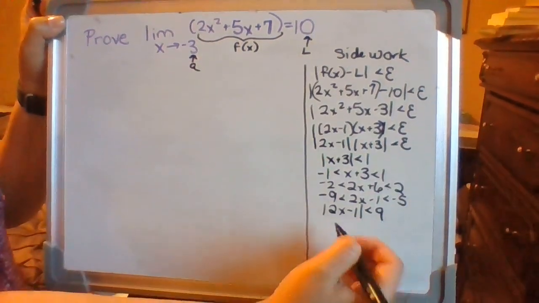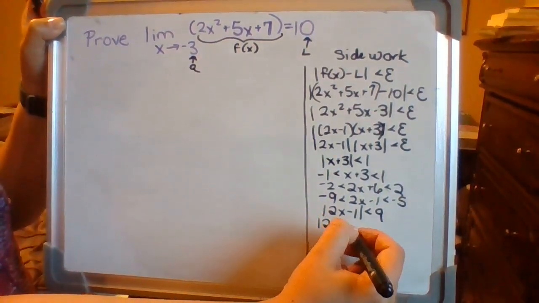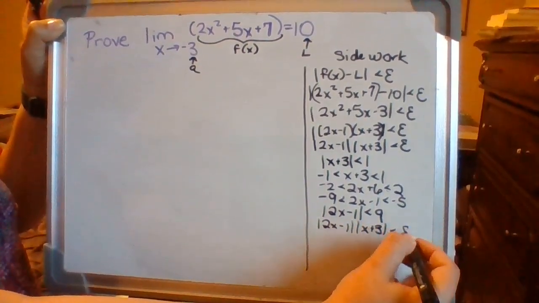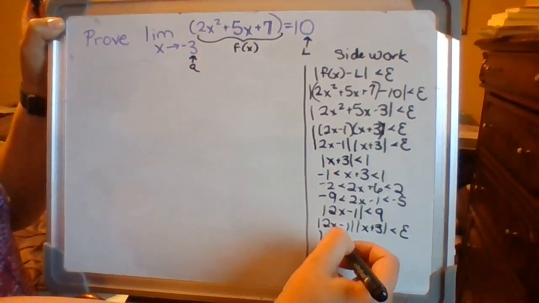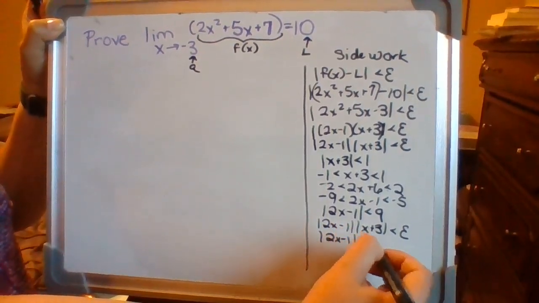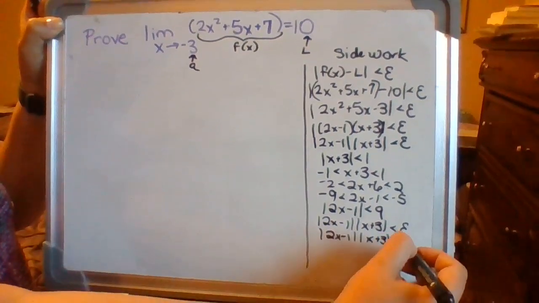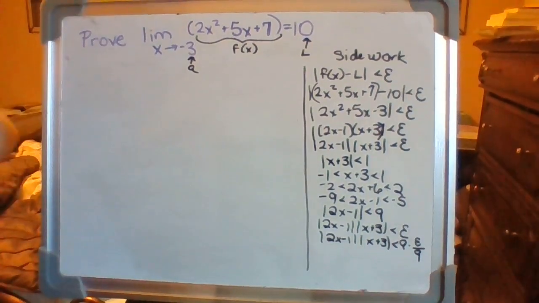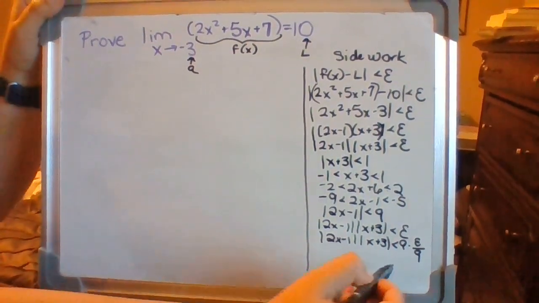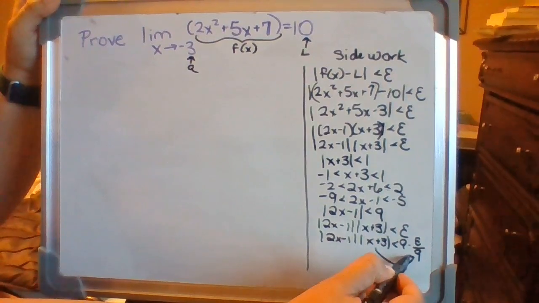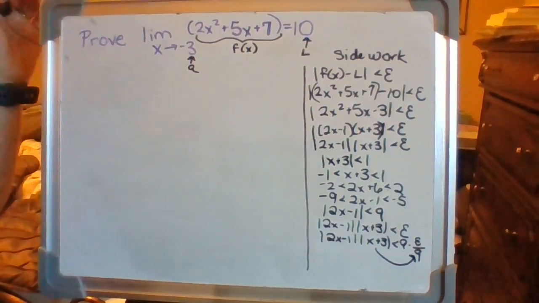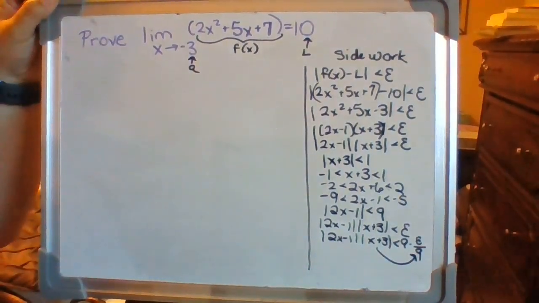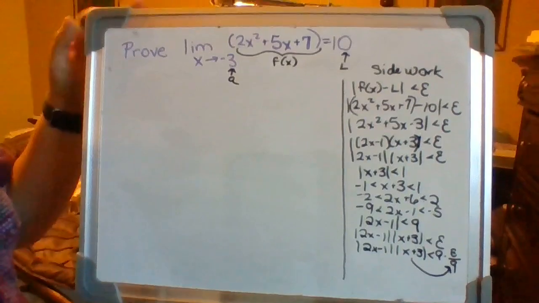All right, so if this is going to be 9, then let's figure out: absolute value of 2x minus 1 times absolute value of x plus 3. I need this to be less than epsilon. Well, if this one is 9, then I can choose the other one to be epsilon divided by 9 so that the 9s cancel and I end up with a really nice epsilon there. Okay, so if I can use epsilon over 9 as my delta value for x plus 3, then it'll work really nicely with the 9 that I chose for this one, and I'll end up with epsilon. All right, let's do our proof then.